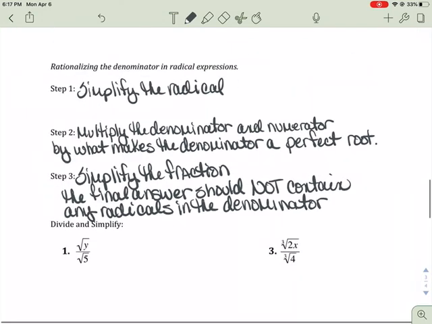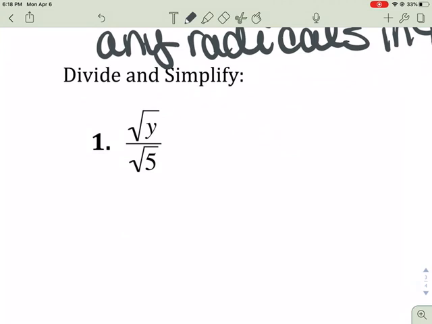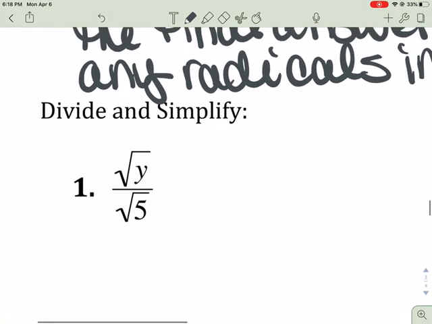Okay, so the key is to try to make these numbers as small as we possibly can, and the variables with fewer exponents, if we simplify first. All right, so in this problem, we're not going to be able to simplify because y doesn't get divided by 5. So the first question is, what do I need to multiply 5 by to make it a perfect square? Well, this is a square root, so you need to figure out what do I need to multiply 5 by to make it a perfect square. Well, that's 5. So we're going to multiply top and bottom by the square root of 5.